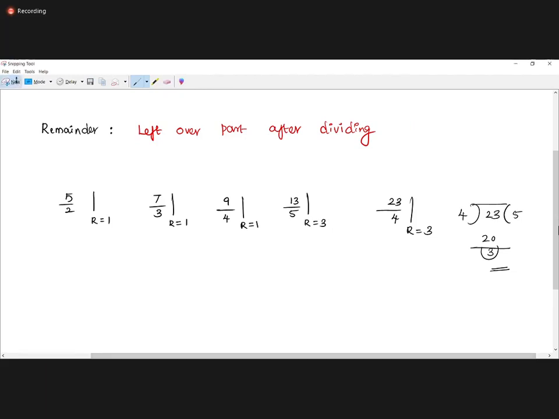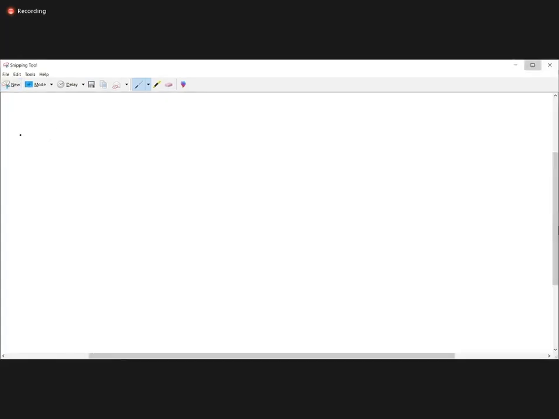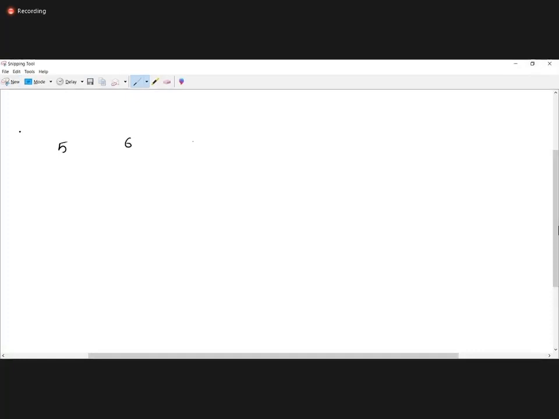Now I want to share one more important thing. Can you tell me what the remainders are when 5, 6, 7, 8, 9, 10 are divided by 4? 5 by 4, the leftover remainder is 1. 6 by 4, the remainder is 2. 7 by 4, the remainder is 3. 8 by 4, the remainder is 0, because 4 twos are 8 and we are left with nothing. 9 by 4 is again 1. 10 by 4, 4 twos are 8, we are left with 2.